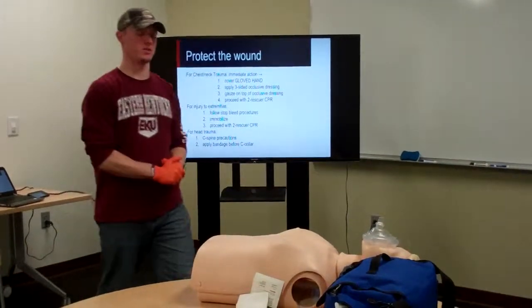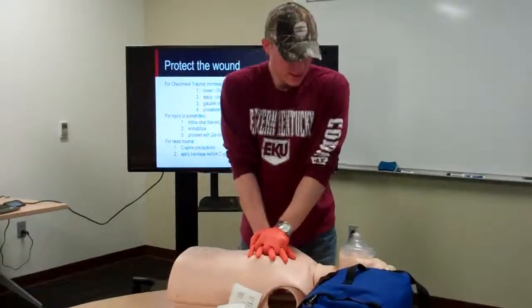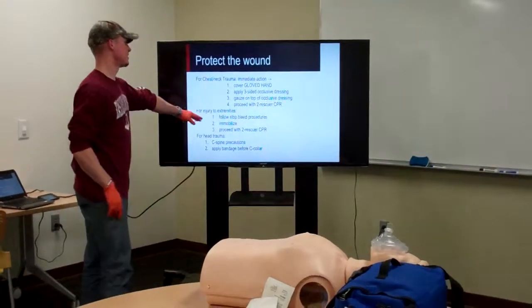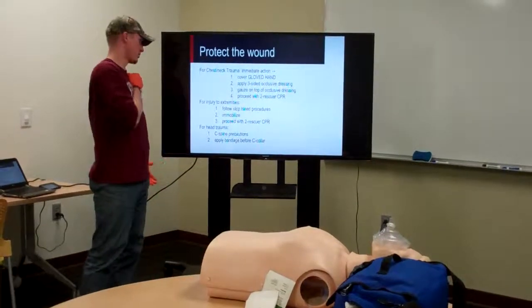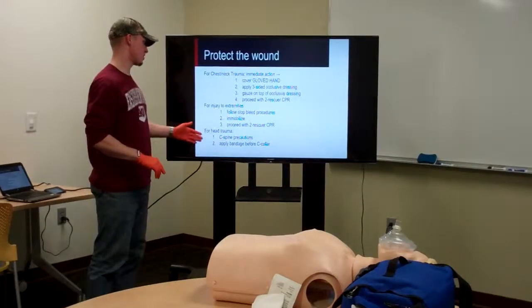All right. After that, if this is a CPR, this is a coded patient, we're going to continue with our 2 respirator CPR and 30-2 ratio. All right, for injury to extremities, follow bleed stop procedures. We're going to mobilize that arm, if it's an arm or a leg, and we're going to proceed with 2 rescuer CPR if indicated. Head trauma.